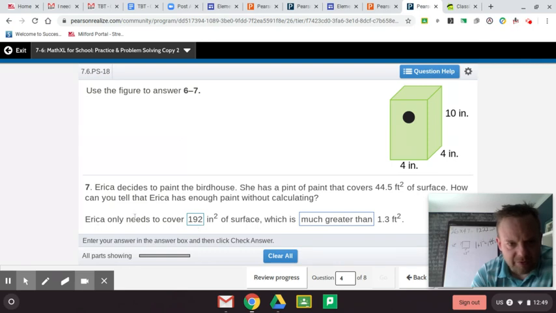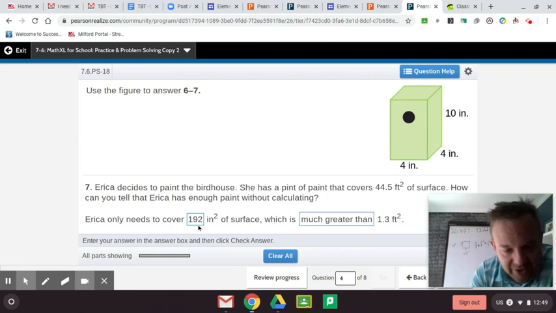I'm a little confused on this too. Erica needs to paint that. She has a pint of paint that covers 44.5 feet squared, which seems like plenty of paint. How can you tell if Erica has enough paint without calculating?